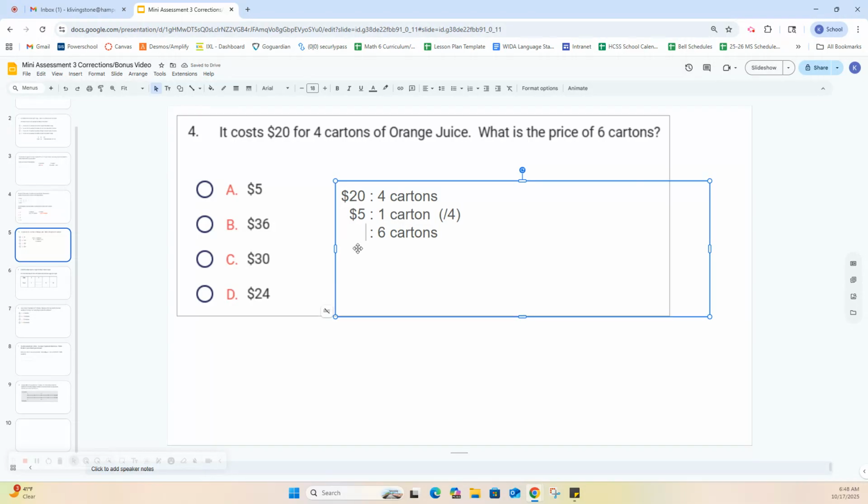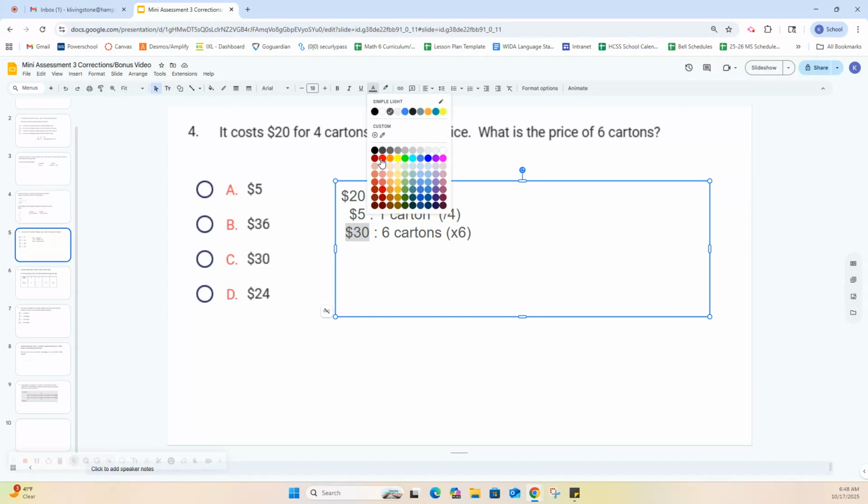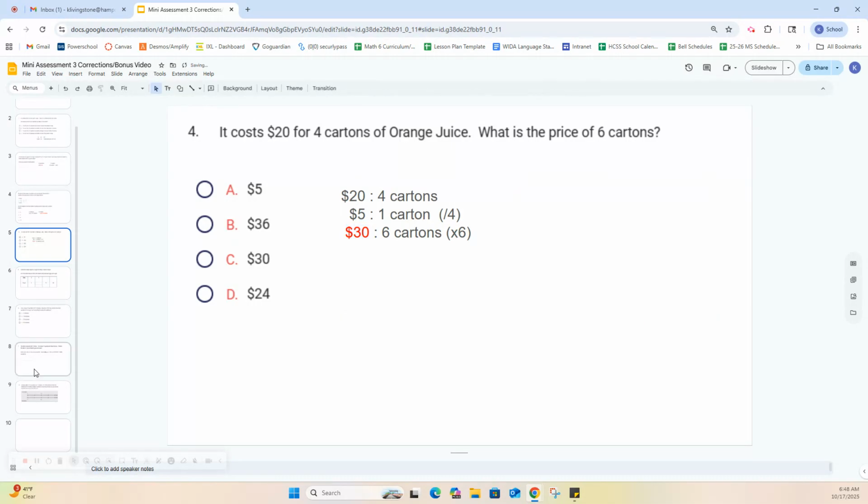Now we can use that information to go to 6 cartons. If it is $5 for 1 carton, we are going to multiply that by 6 to go to 6 cartons, which would be $30. So it is $30 for 6 cartons, because it is $5 for 1 carton, multiplied by 6. All right, let's keep going.